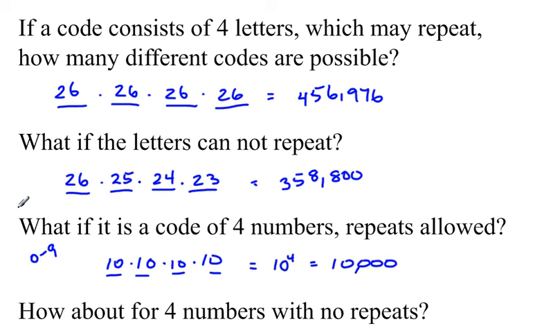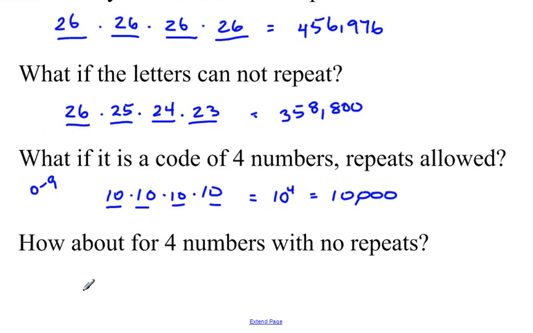Not nearly as many as with the letters. And if I have no repeats, on the first spot I had 10 options, but in the next I had 9, then 8, and then 7, and I can multiply those out for a total of 5,040. So we go down significantly when we're just using numbers with no repeats.